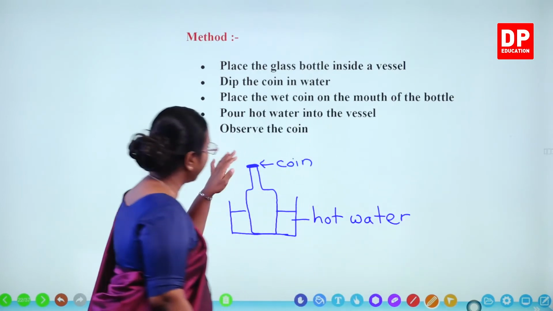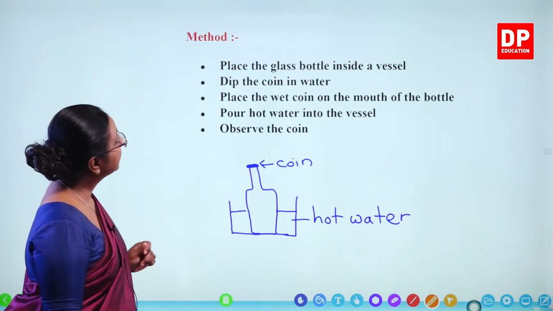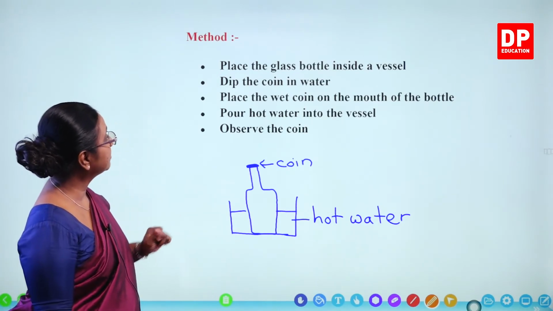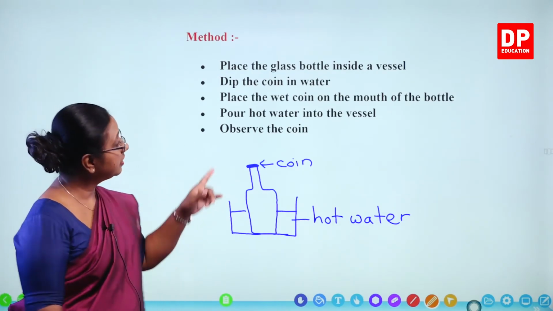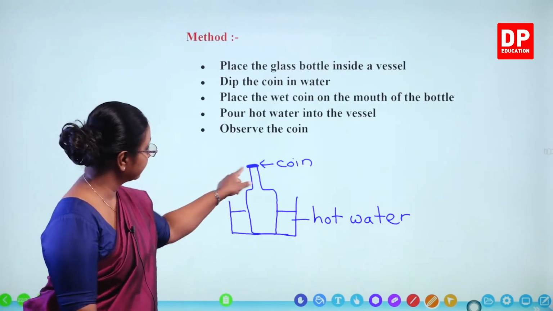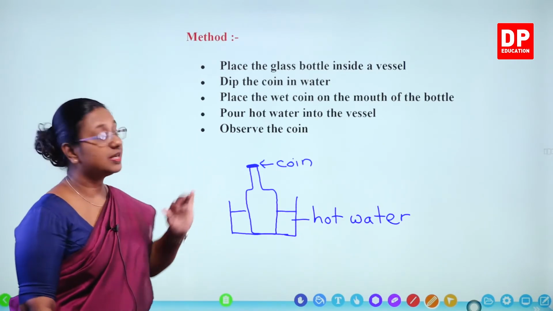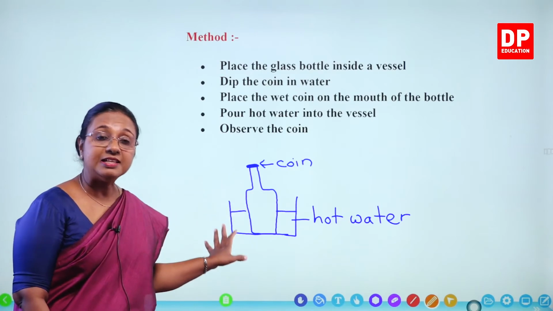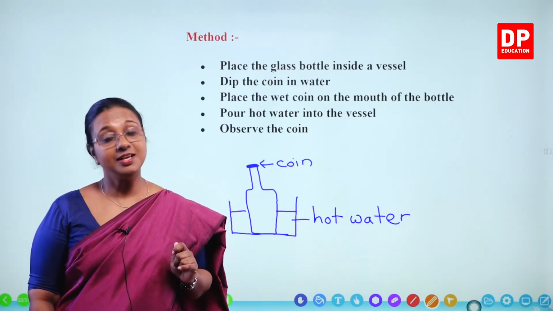And then you have to observe what happens to the coin. So, place the glass bottle inside a vessel, dip the coin in water, place the wet coin on the mouth of the bottle, that is this, then pour hot water into the vessel and observe the coin. Again, a simple activity. Let us go to the lab and do the activity now.